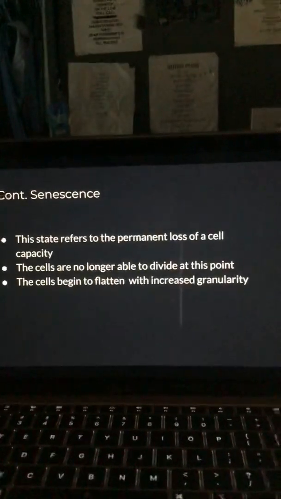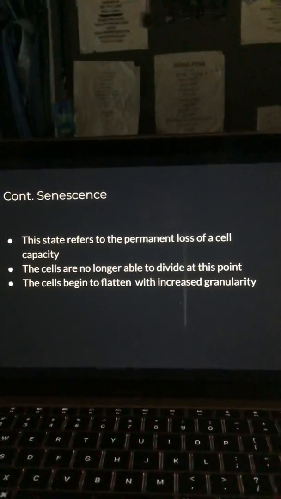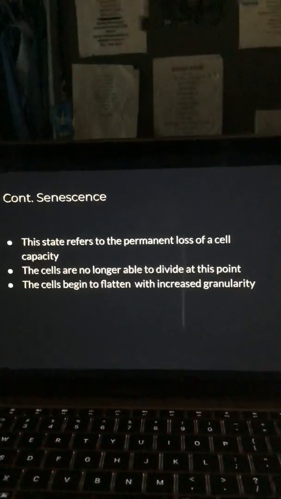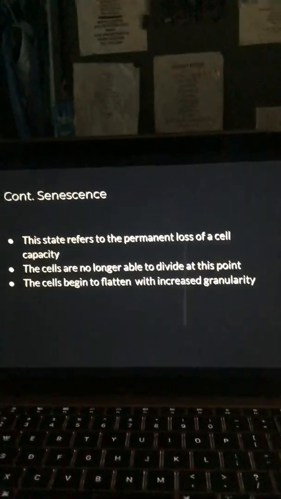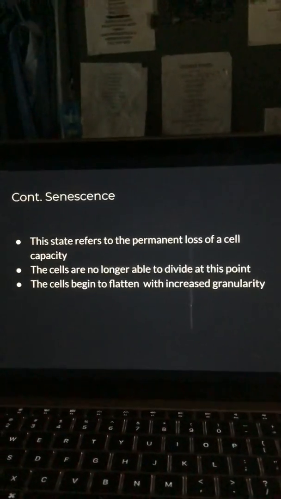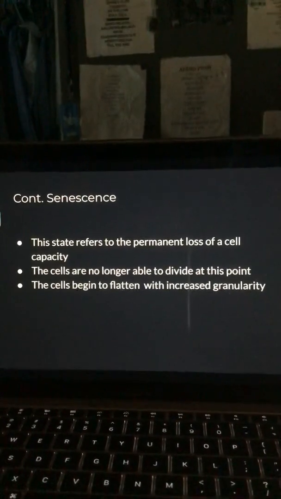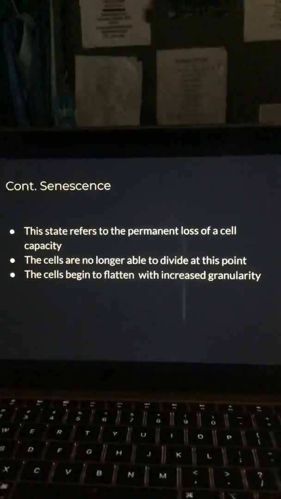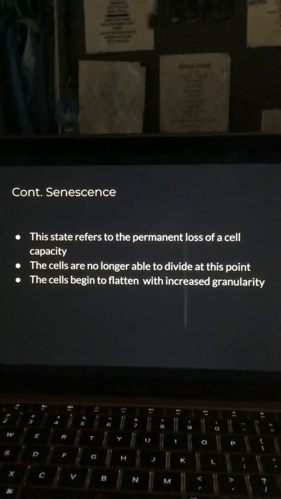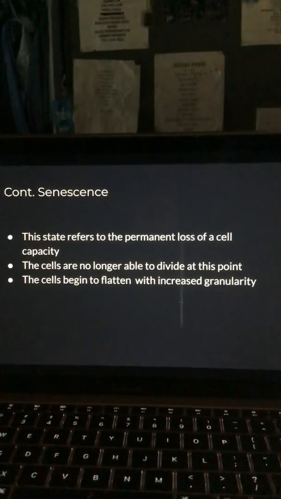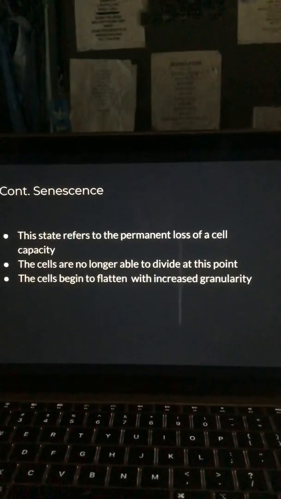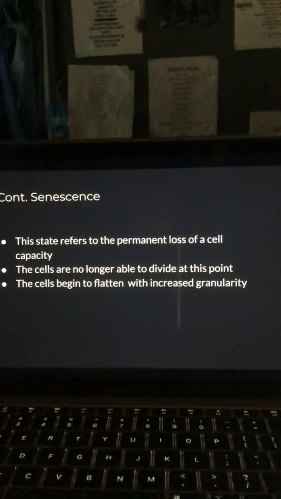The fourth process in cell death is senescence. This state refers to the permanent loss of cell capacity. The cells are no longer able to divide at this point. The cells begin to flatten with increased granularity.